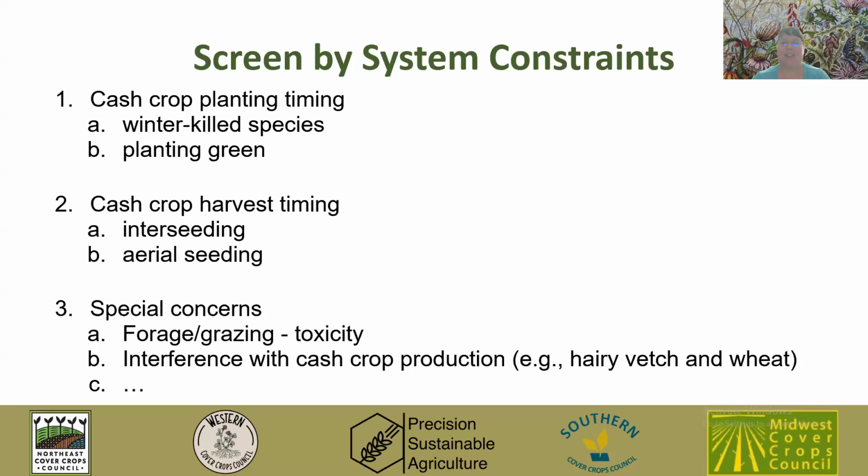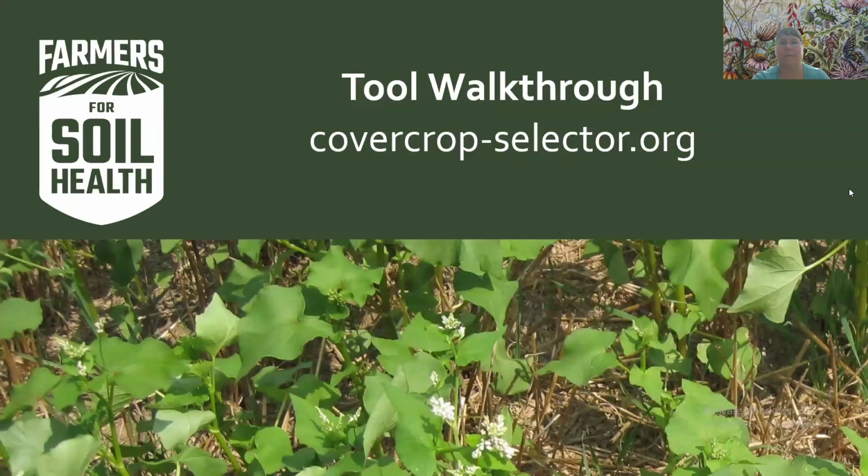So in our decision tool, we do have comments and notes where, when a problem is known, we mention it. You may have concerns about the cover crop interfering with cash crop production. For example, hairy vetch seed potentially contaminating wheat if it manages to flower and go to seed. And so you do have to work through those constraints as well.